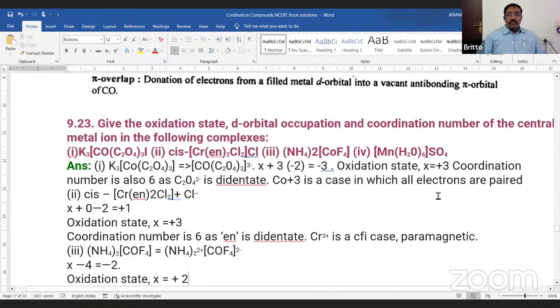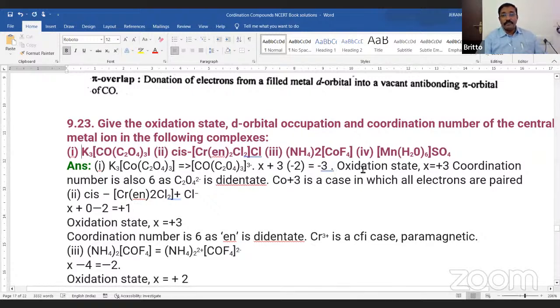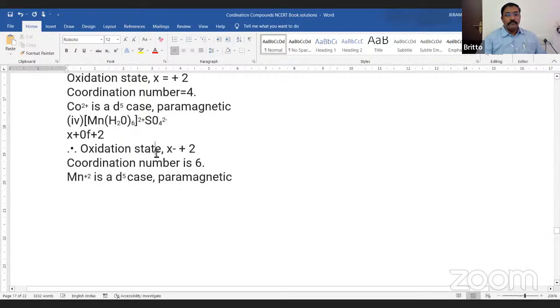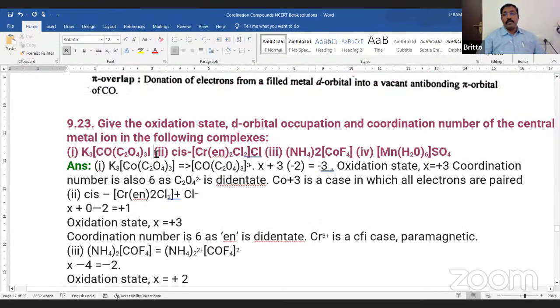Now look at this question 9.23. Give the oxidation state, d orbital occupation, and the coordination number of the central metal ion in the following complexes. Questions are asked in this format. You have to find out the oxidation state and d orbital occupation, how many d electrons are there in that complex. Sometimes you may have to give the t2g and eg configuration also.